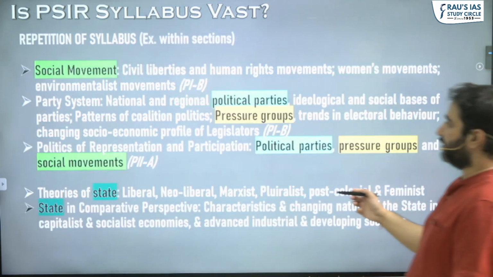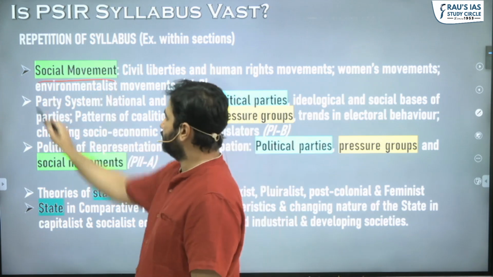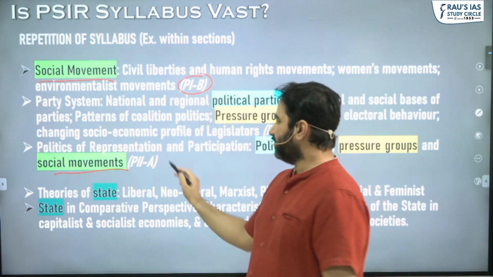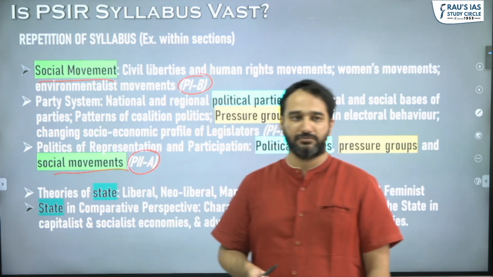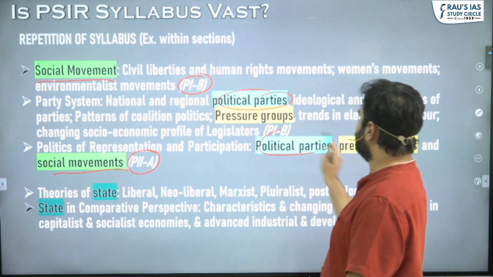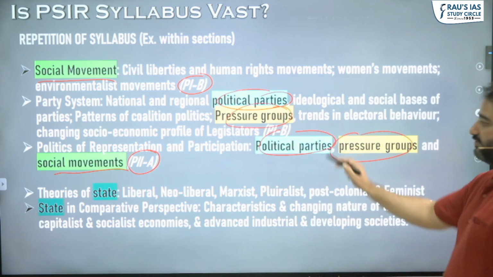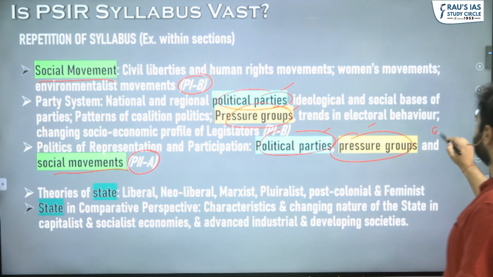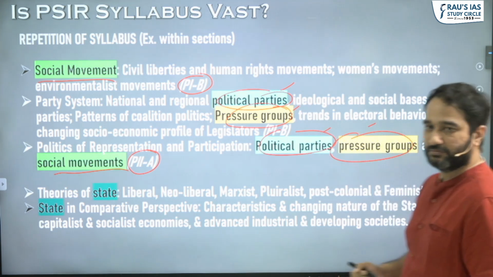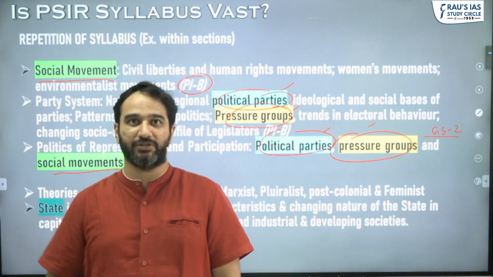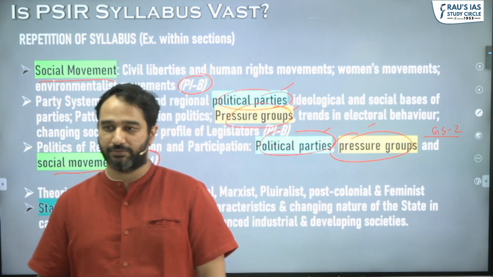Within this, again, social movement is mentioned twice: once in paper 1, section B, the other time in paper 2, section A. The same thing happens: political parties are mentioned twice, pressure groups are mentioned twice. And political parties and pressure groups are also there in your GS paper 2. Right? You study political parties and pressure groups specifically within GS paper 2.